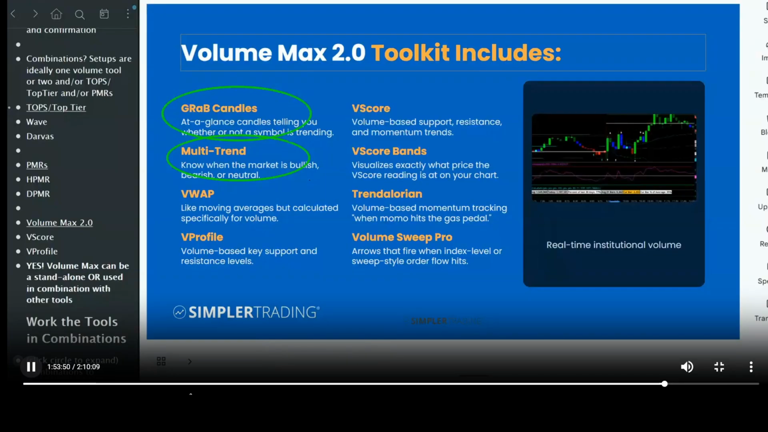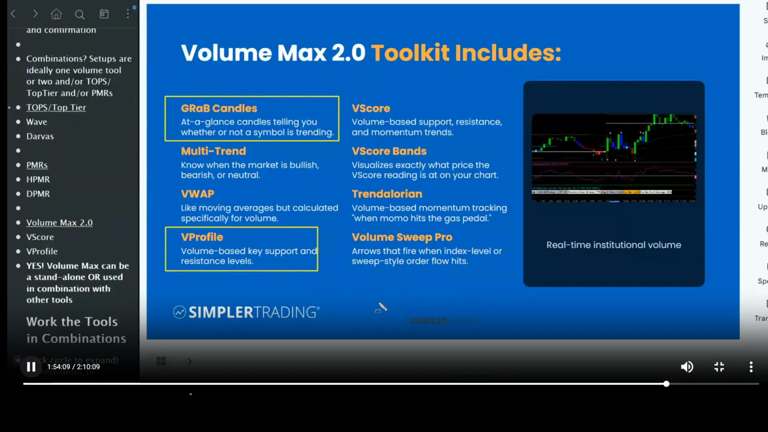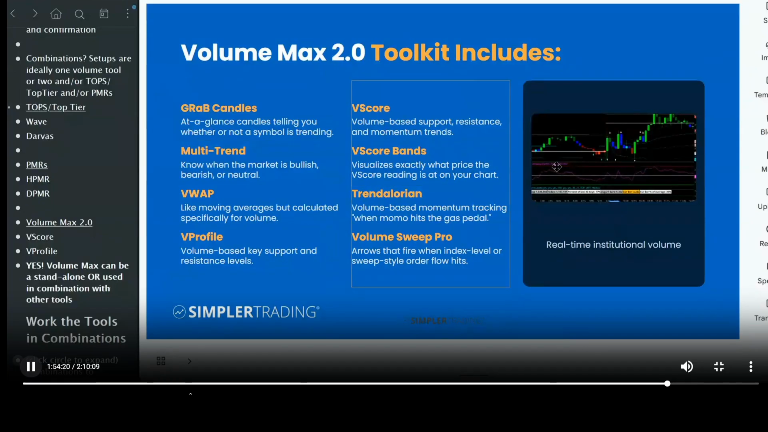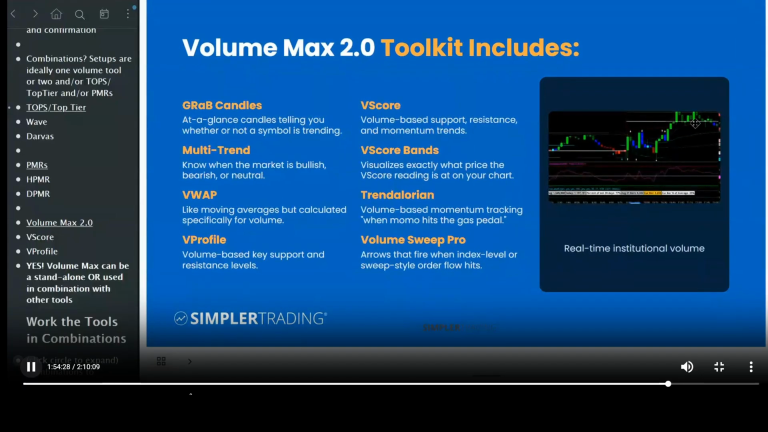You bet. And remember, that's what I'm going to use in the room, that whole culmination of tools. But with this, your support and resistance can be the grab candles, which include the wave. Obviously, VProfile can be another one. When you're intraday, Volume Sweep Pro is another way of looking at support and resistance. The VScore bands are going to give you support and resistance on the chart. And then if you want to add in things like Darvis, opening range, zones, there are a number of tools that we make available to members in the room.